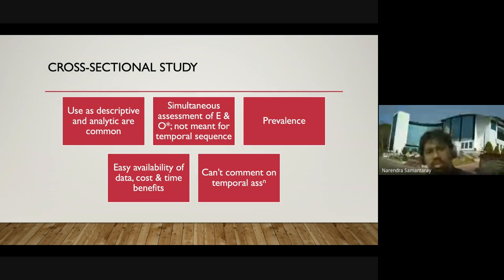Hence, this is a snapshot, a photographic study. There is a term like snapshot, I'm not able to recall exactly. It is the simultaneous assessment of both exposure and outcome. This is basically what we do in prevalence studies. And how can it be descriptive and how can it be analytic?